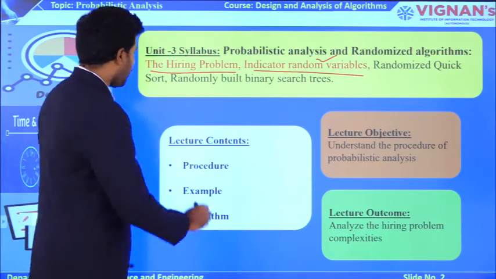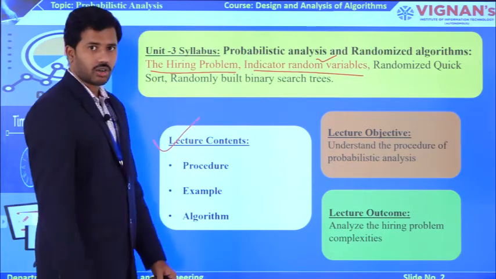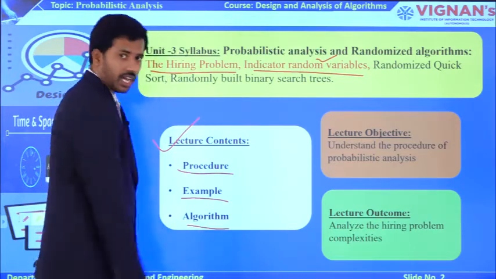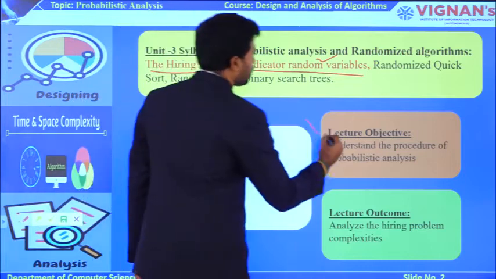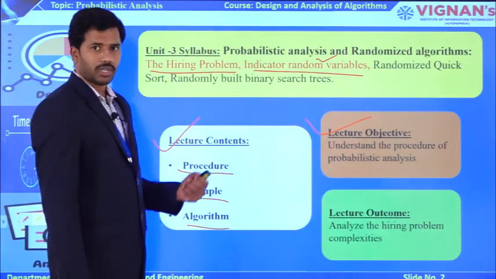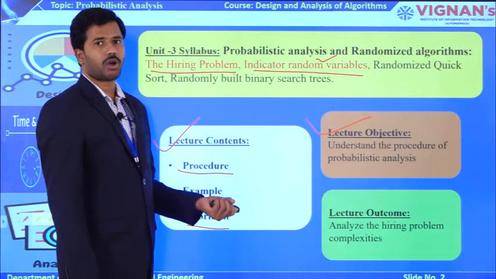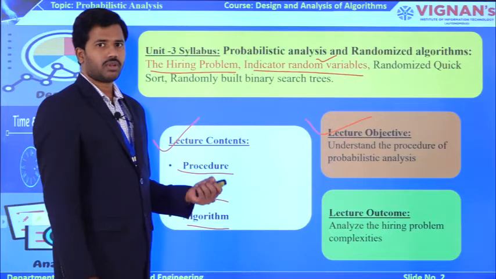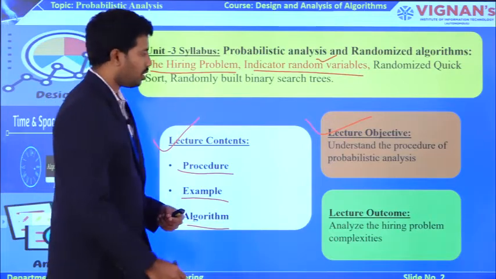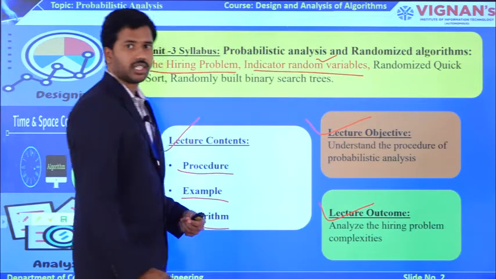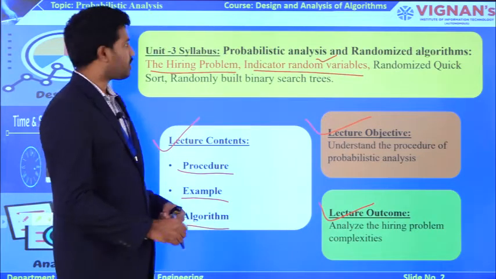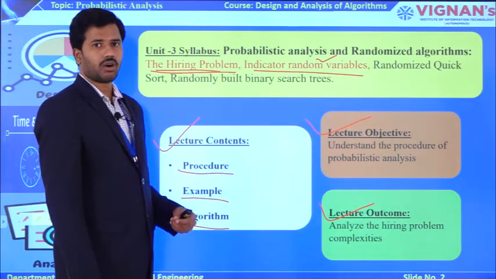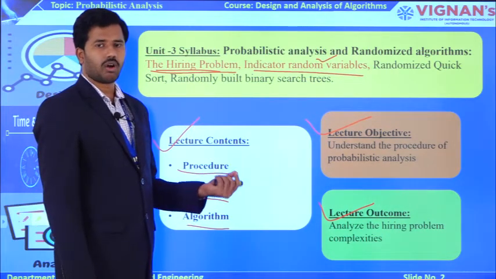The main contents we are going to cover in this lecture are the procedure of the hiring problem, followed by an example, followed by the algorithm. The main outcome of this lecture is that you will understand the procedure of probabilistic analysis. Based on this, you will find the probability for events available in a sample S, and analyze the complexities of the hiring problem. First, focus on what the hiring problem is. Later we will see how to measure the time complexity for this problem.